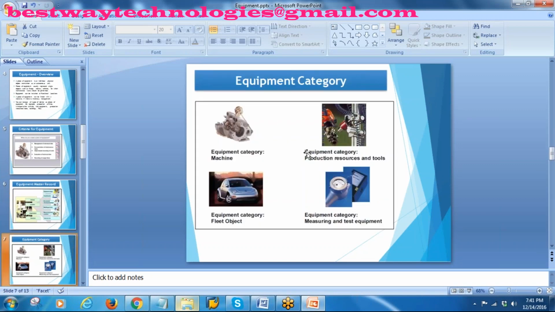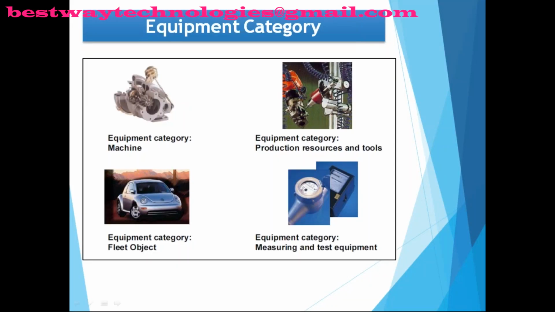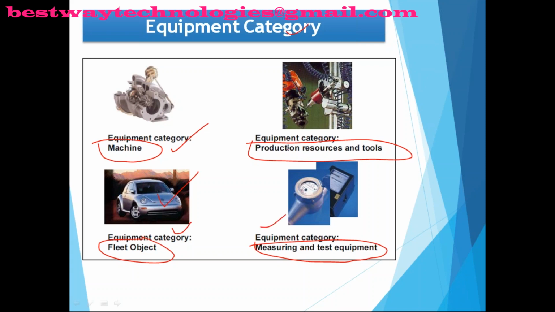Okay. So before going into the equipment master creation, whenever you are creating an equipment, you assign an equipment category to the equipment. The equipment category will tell you what type of equipment it is, whether it is a machine, a production resource tool, a fleet object like vehicles, cars, trucks, motor vehicles, or a measuring and testing one. So basically it's a classification kind of thing. You assign that equipment category when you are creating the equipment.